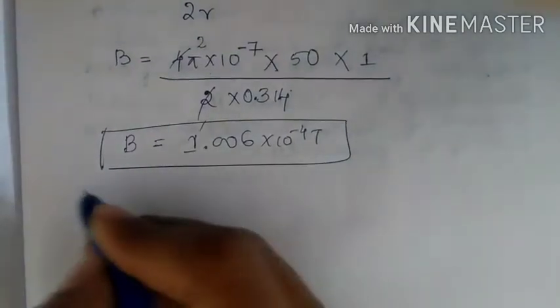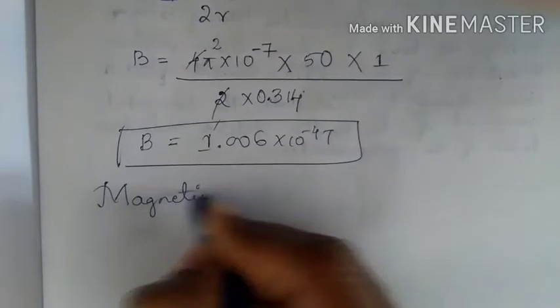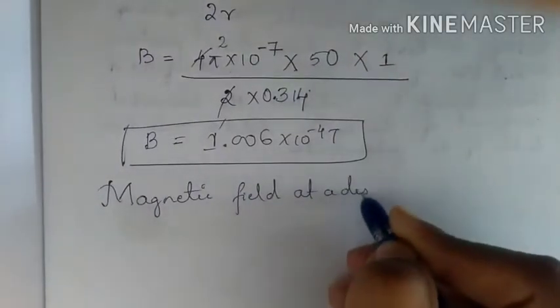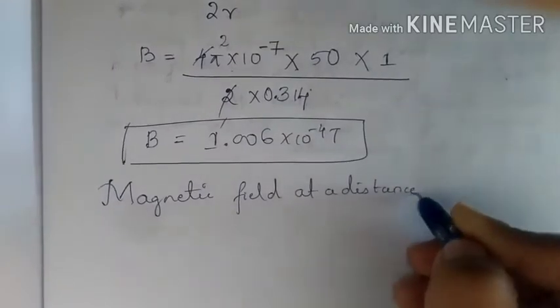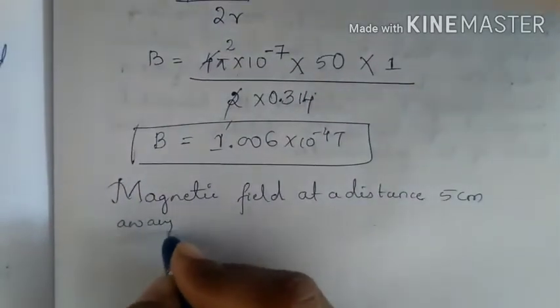Then the next part of the question is the magnetic field at a distance 5 centimeter away from the coil.